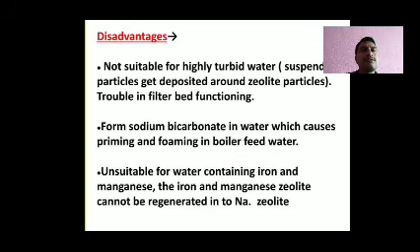Disadvantages of the zeolite process. It is not suitable for highly turbid water. Suspended particles get deposited around zeolite particles. Trouble in filter bed function arises from sodium bicarbonate in water, which causes priming and foaming in boiler feed water. It is unsuitable for water containing iron and manganese. The iron and manganese zeolite cannot be regenerated into sodium zeolite.